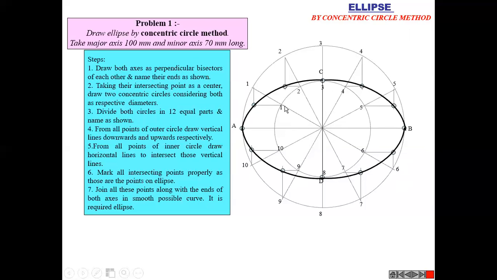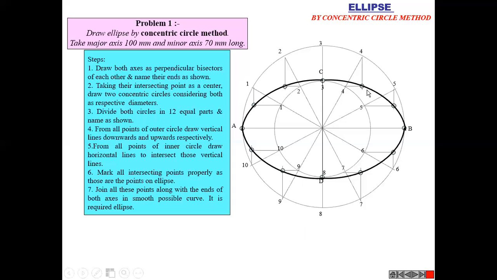Then next, from all points of the outer circle, draw vertical lines downwards and upwards respectively. From these points I have to draw downwards, approximately, not by scale. Just vertical. This line is parallel to the minor axis. Then the third point is here, not necessary to draw.